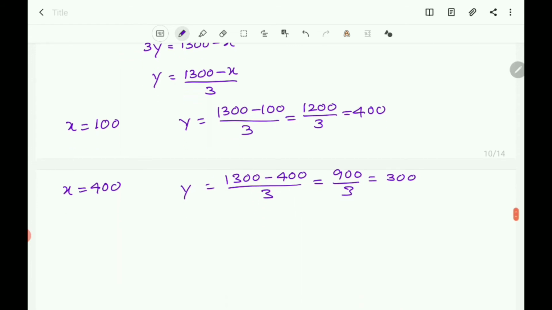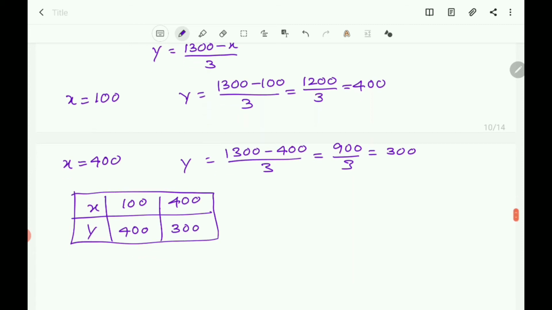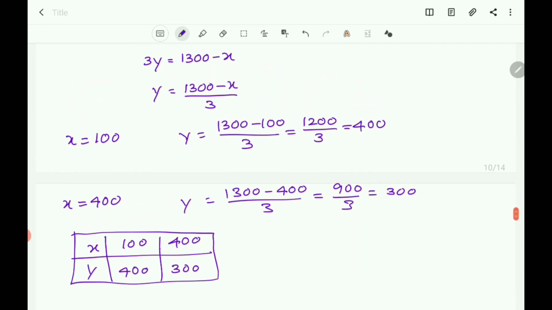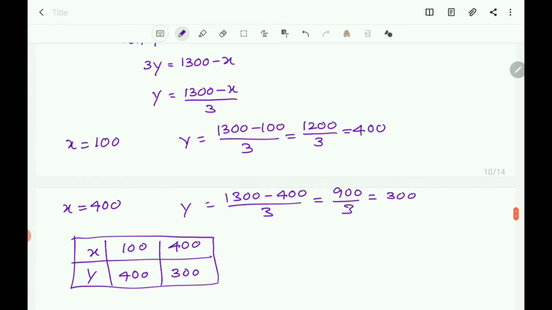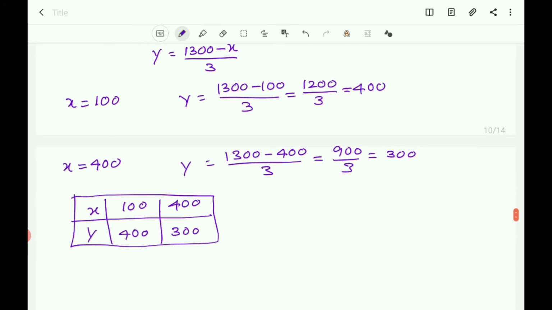So here you got the two solutions. The values of x are 100 and 400 you have taken, and when x is 100, then y is 400. When x is 400, y is 300. Then you have the chart here. This way you got two solutions for the second equation also. Then you come to the graph here.